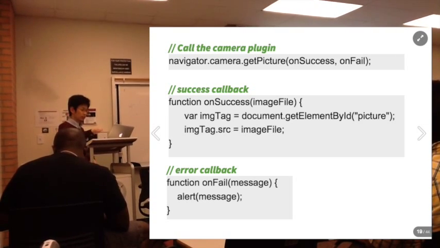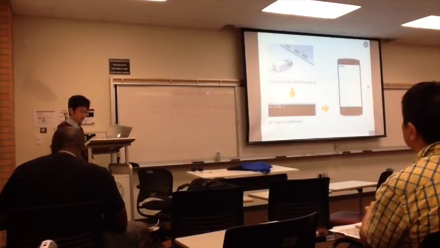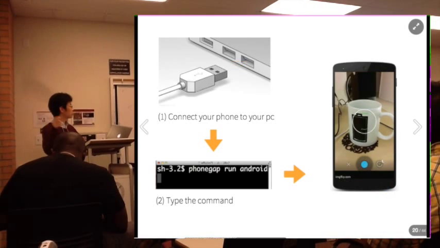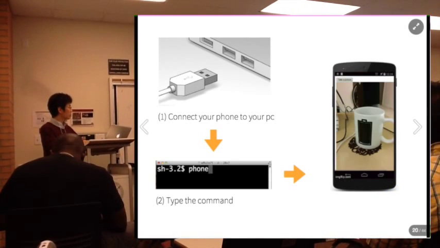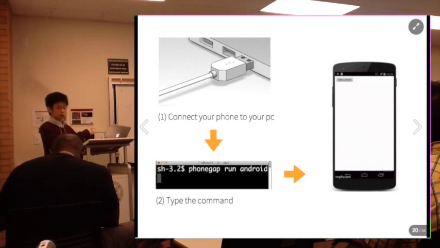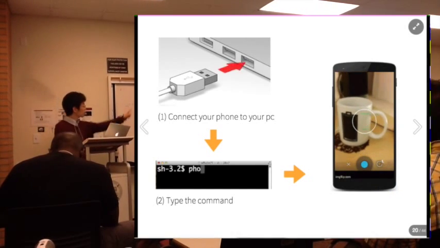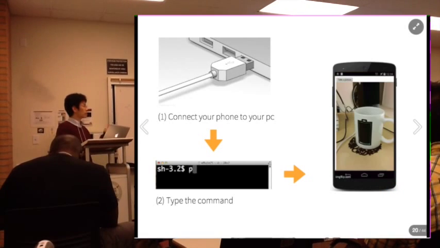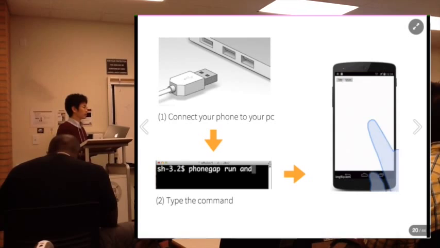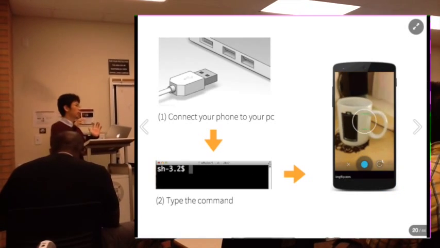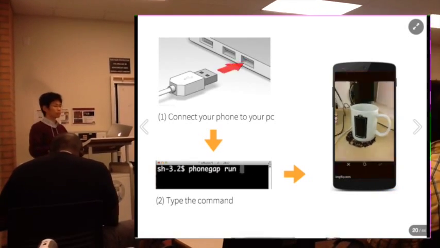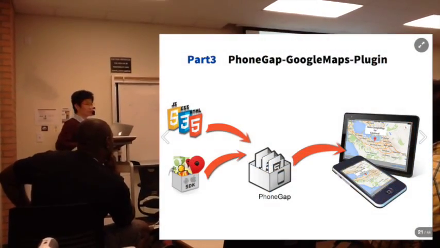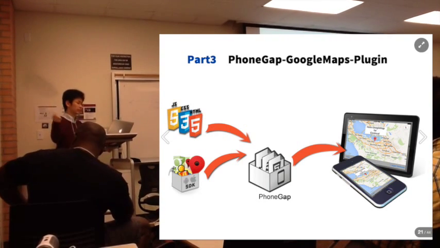If you run this code, connect your phone to your PC and type phonegap run android. That's it, like this. It's really simple, but you can get access to the camera. It's simple. So PhoneGap is very, very easy.